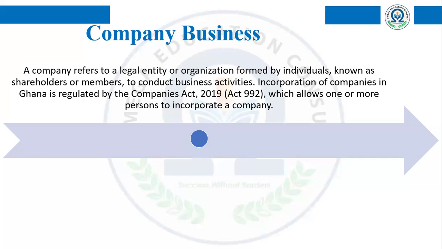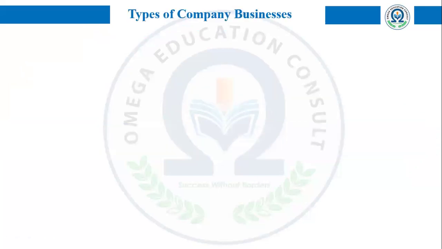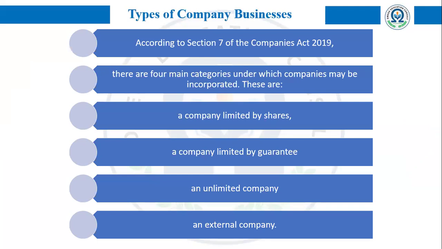Now, let's move on to the next thing on the table. Types of companies. According to the act or the law that we just saw, there are four types of companies. The first one is a company limited by shares. Second is a company limited by guarantee. The third is an unlimited liability company. And finally, an external company. Professors, you have to tell me about this because you have done them.